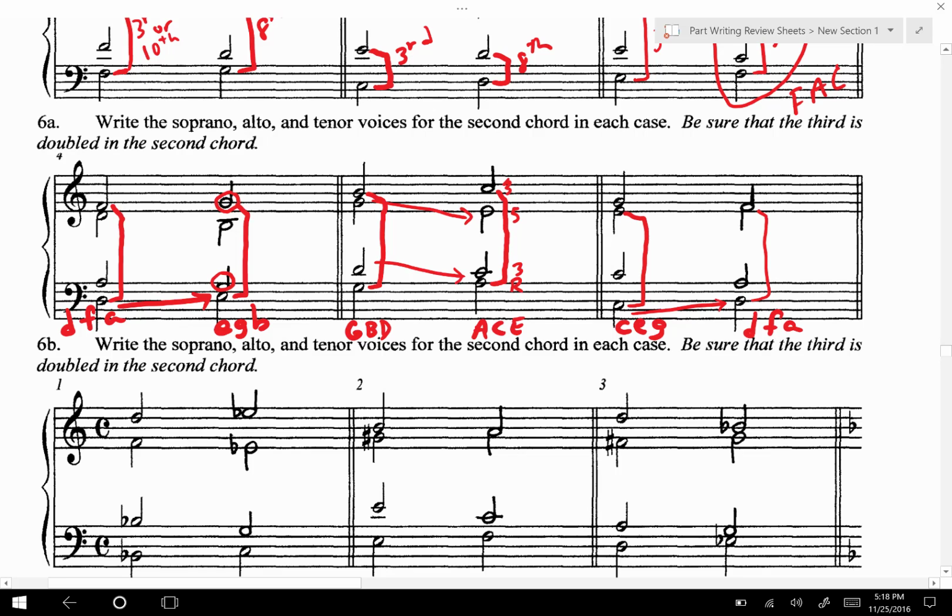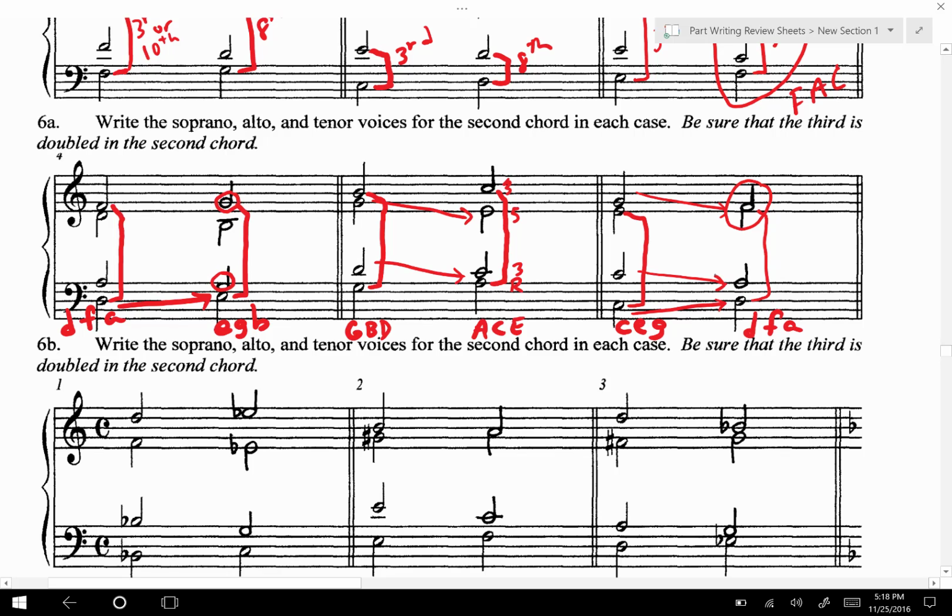So notice I've doubled the third by having the soprano and alto sing the same note. And the bass is moving up by the interval of a second, so that means that the soprano voice will come down and the tenor voice will come down to the nearest chord tone.